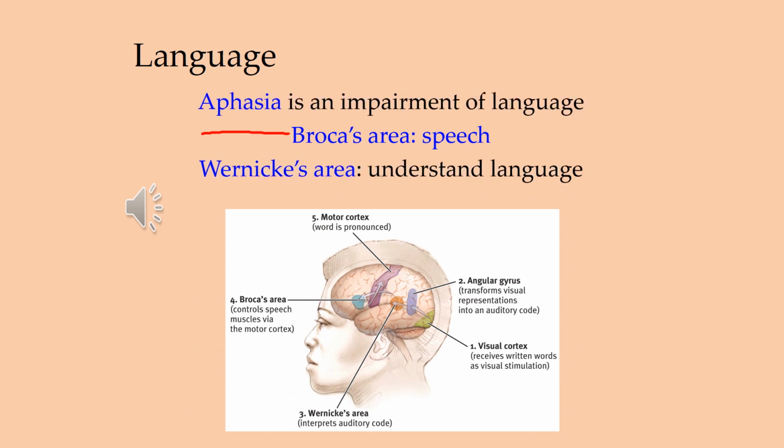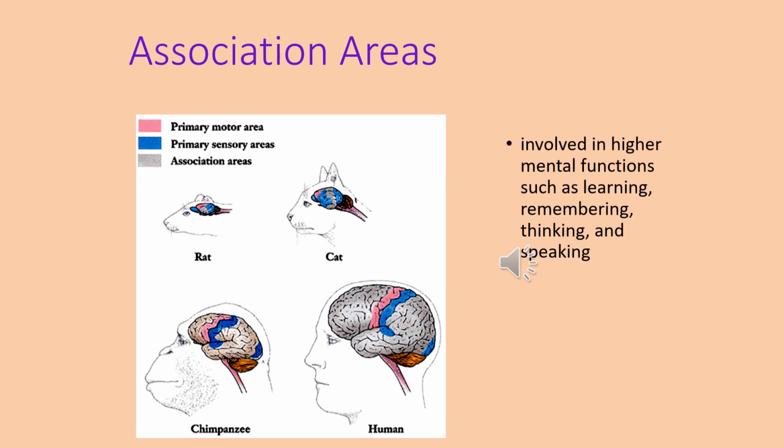In the previous slides, I mentioned the Broca's area, which involves the muscle movement of your mouth and allows you to speak, and the Wernicke's area, which allows you to understand what someone is saying. If either of those areas are damaged, we would say aphasia has occurred. Aphasia is simply an impairment of language.